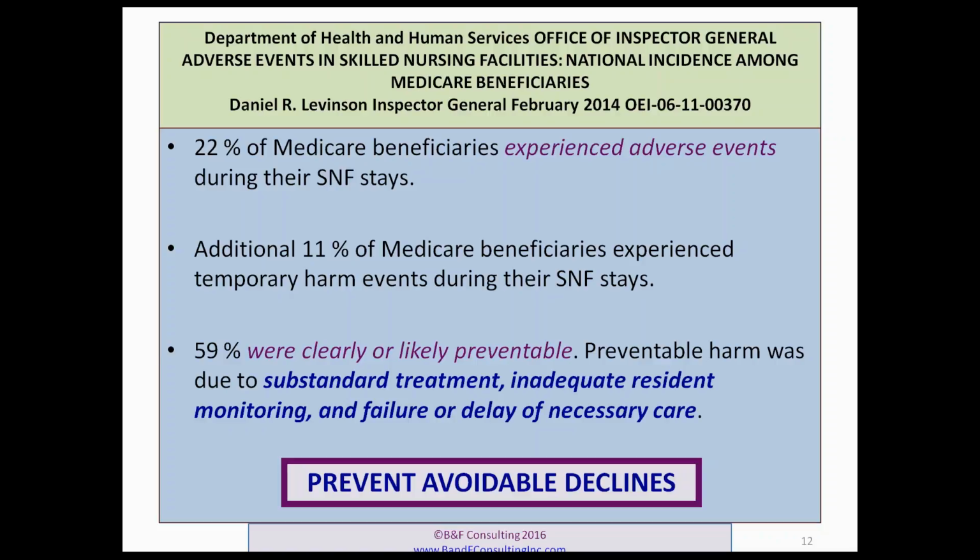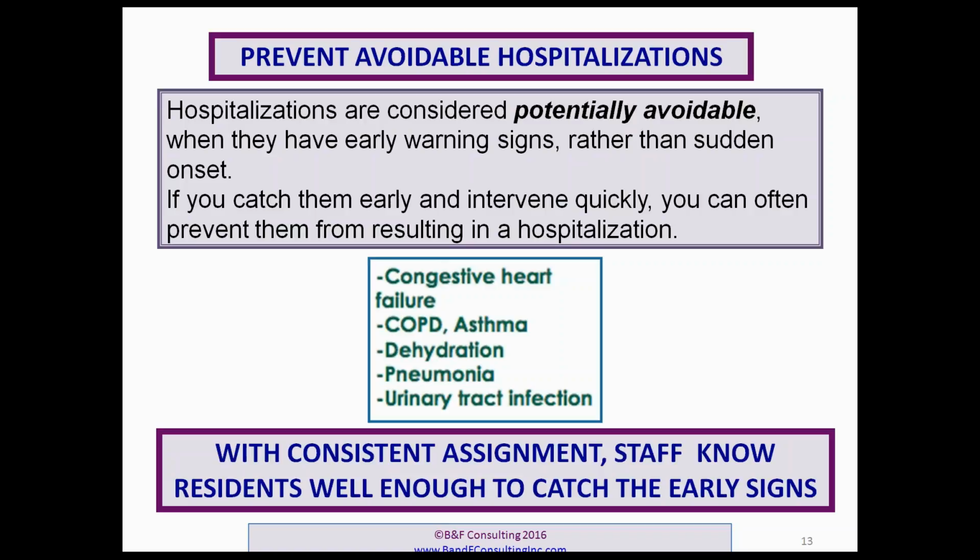With consistent assignment, CNAs recognize early signs that something is wrong and can act quickly to address it before it becomes a serious and irreversible decline, as long as the rest of the team listens to what CNAs say. These are the clinical conditions that CMS considers to be potentially avoidable: congestive heart failure, COPD and asthma, dehydration, pneumonia, and UTIs. These are not sudden onset conditions.